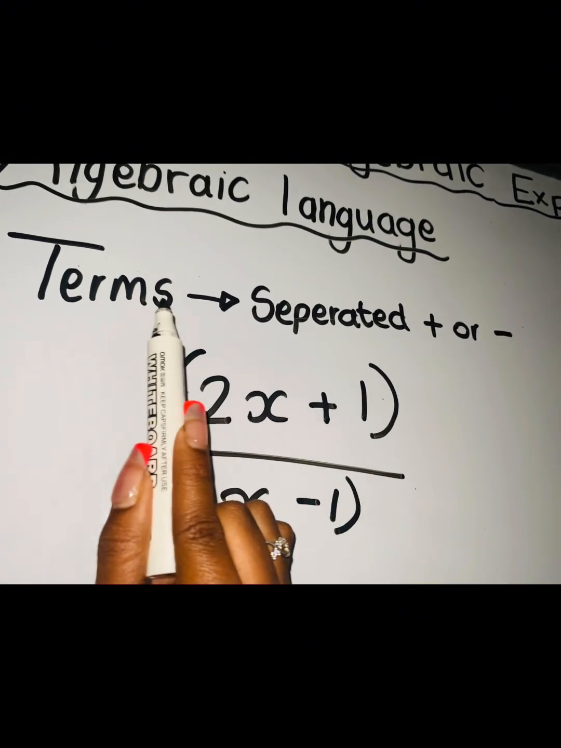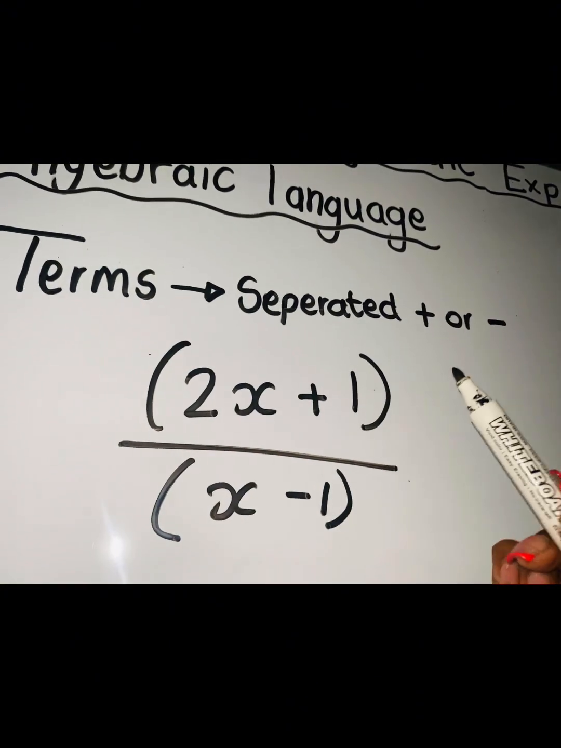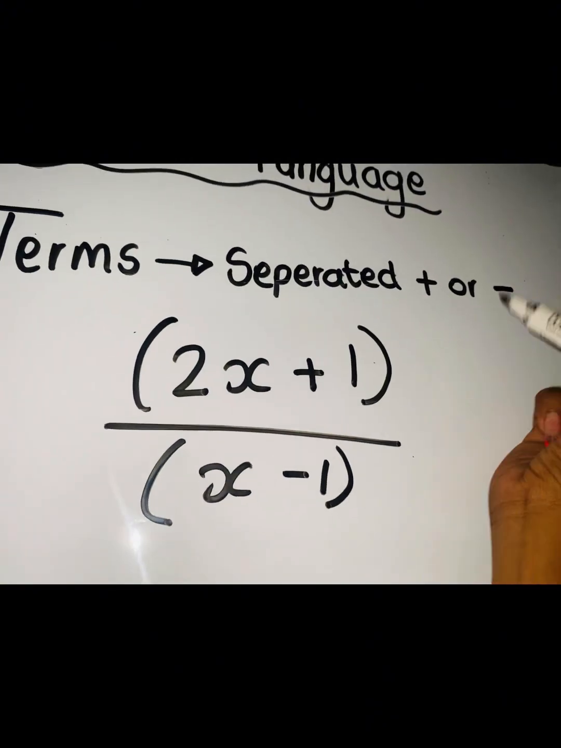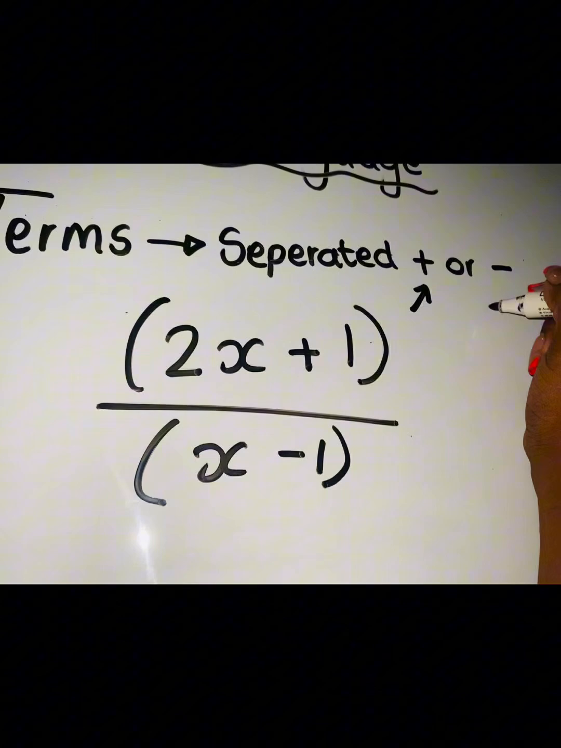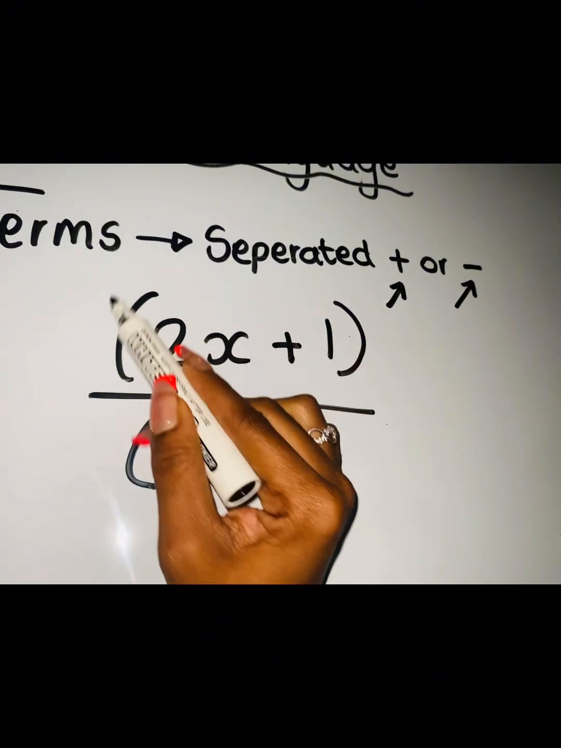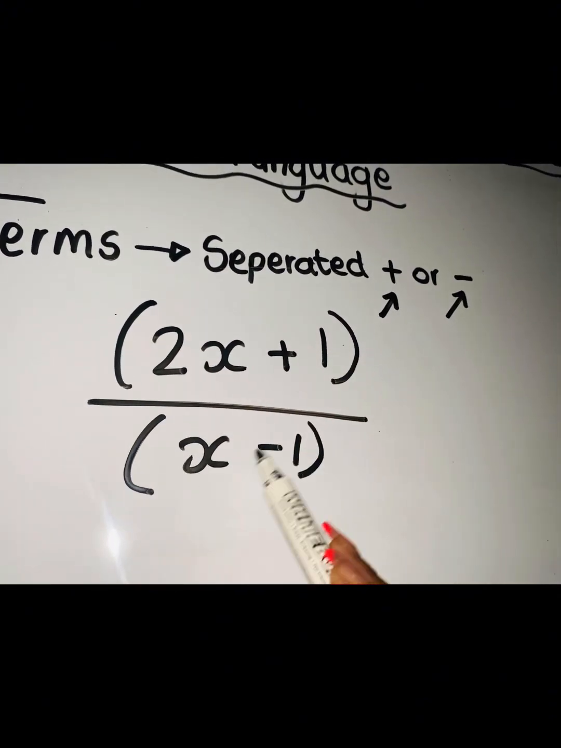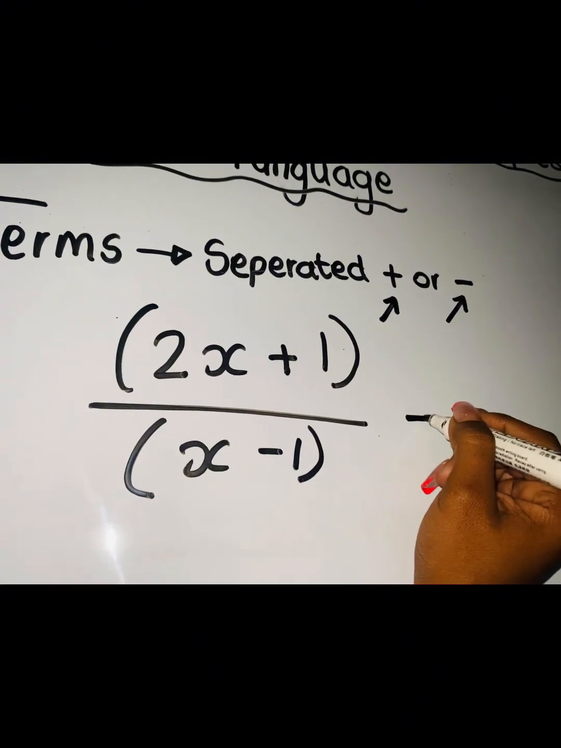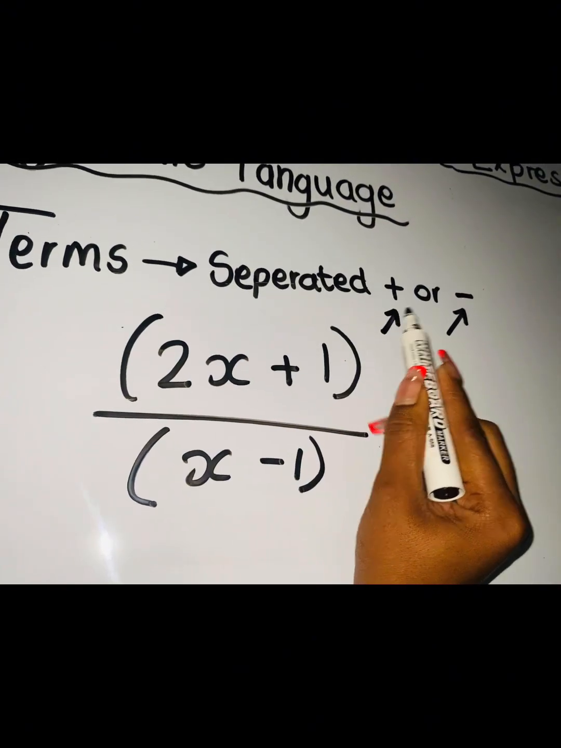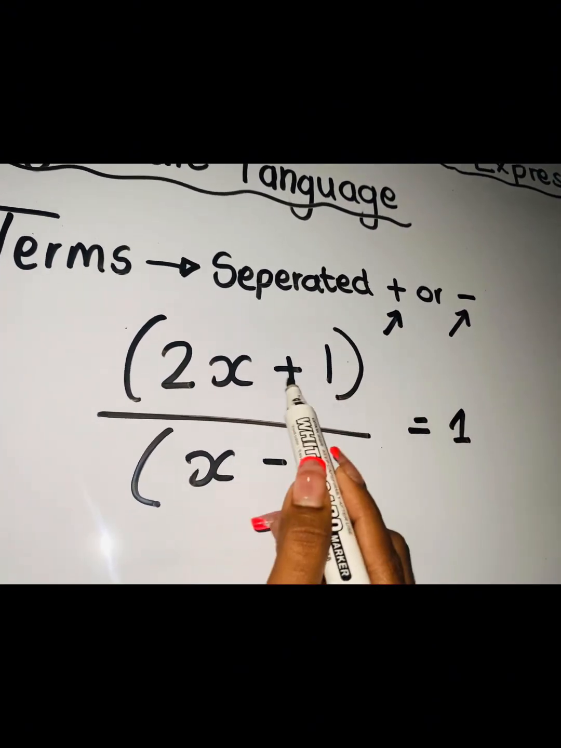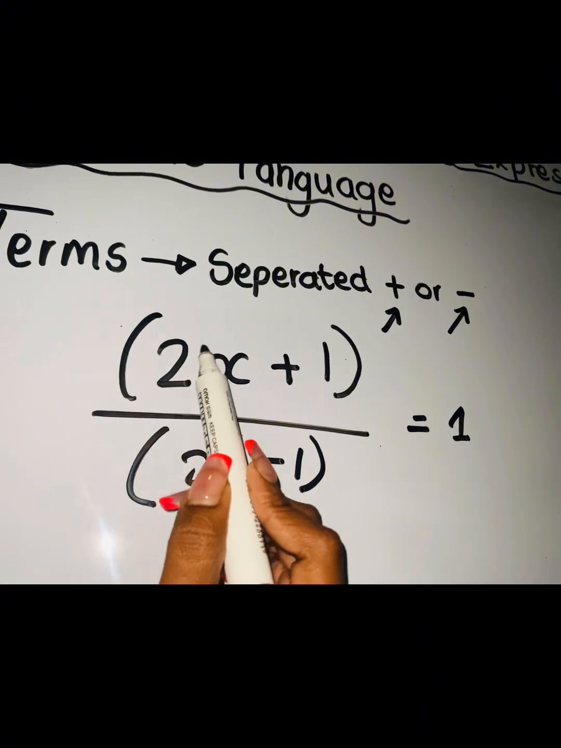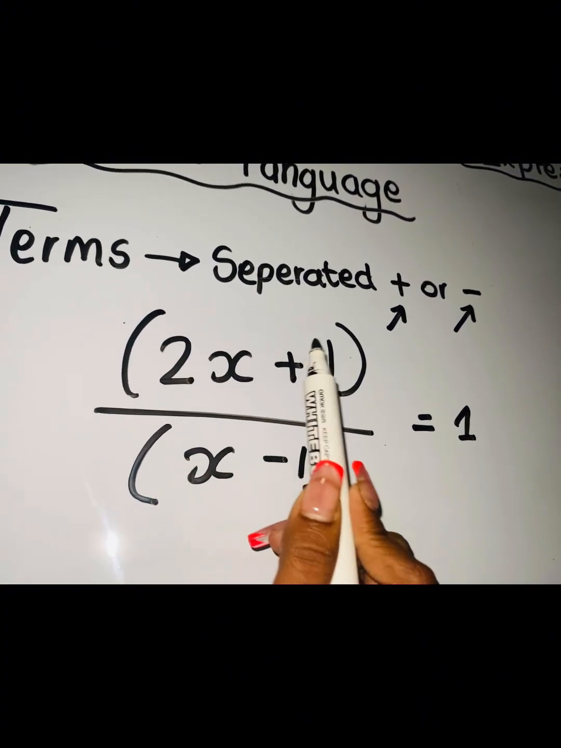And now we said terms, for us to say that we have this many terms, or how many terms, it is indicated by a plus or a minus. But looking at this example, this is going to be one term divided by one term. Now, this is just going to be one term, because these two terms are not separated by a plus or a minus. And anything inside the bracket is regarded as one thing. It's not regarded as separate things.